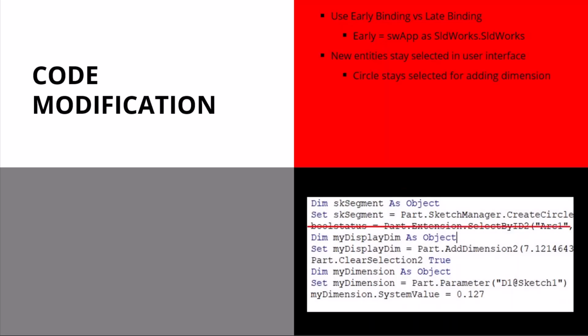The macro recorder is also going to have some extra stuff in there that we don't really need. One thing to know when we're working within the API, when we programmatically create an entity, for instance, when we create the circle within our sketch, it will always stay selected after creation. With that being said, we really don't need any select by after the creation of the circle, which they're doing to make sure that the dimension is applied to the arc. So since it stays selected, we really don't need that line. We'll be safe to remove that from our code.